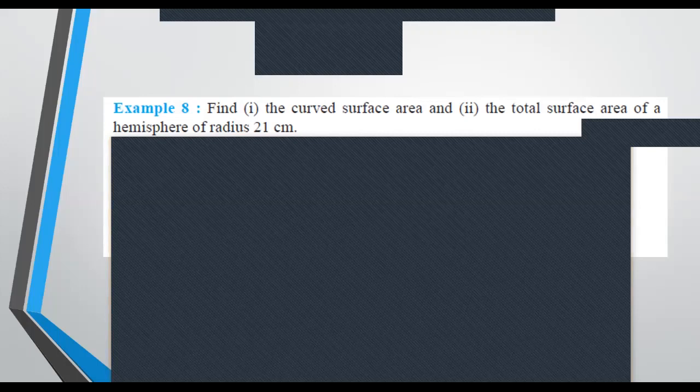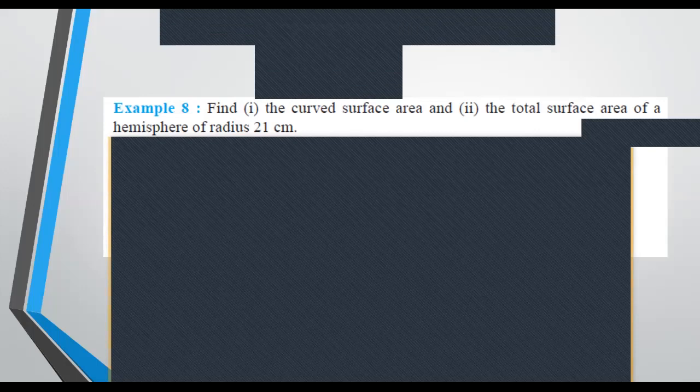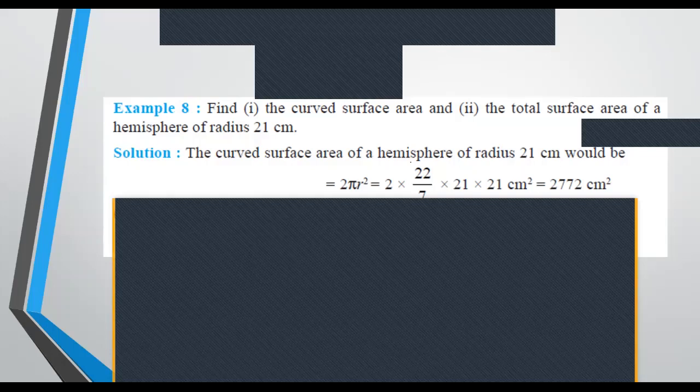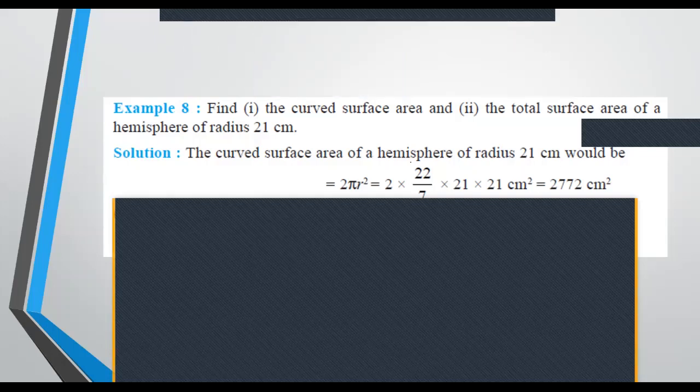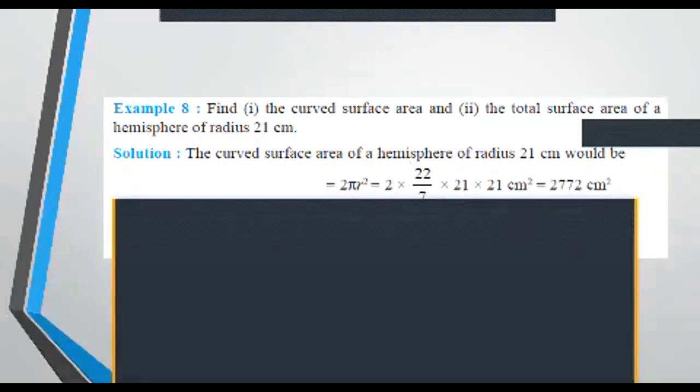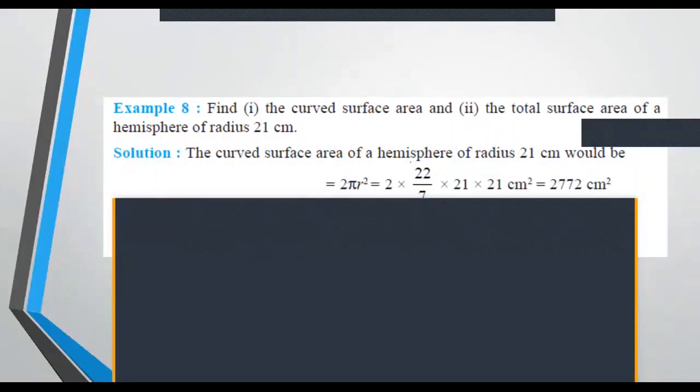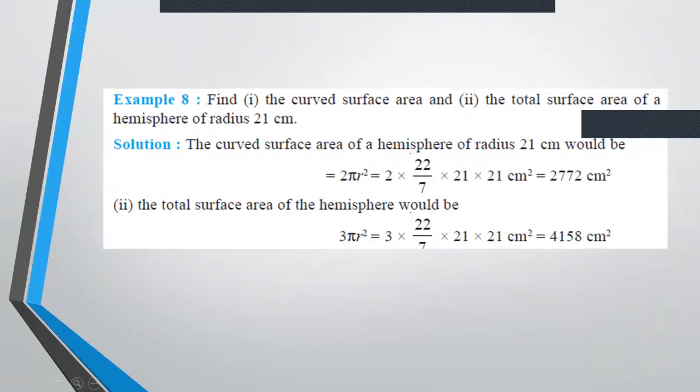Ma'am, the curved surface area is 2,772 centimeters square. Faster doesn't mean you're using a calculator. Is it okay? 2772? And the total surface area is 415... Okay, so you're adding pi r square to it, so it is 4158. Fine with it, all of you? Done? All those who could not finish it up, please wind it up. Till then, we'll go to the next question.